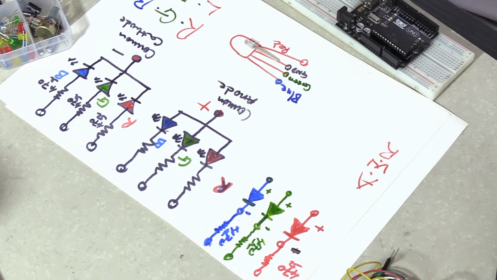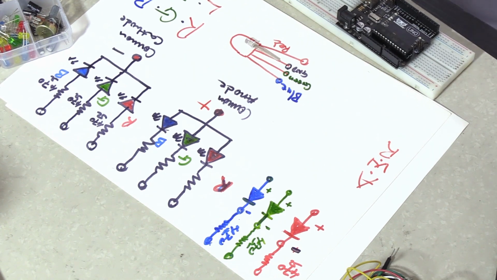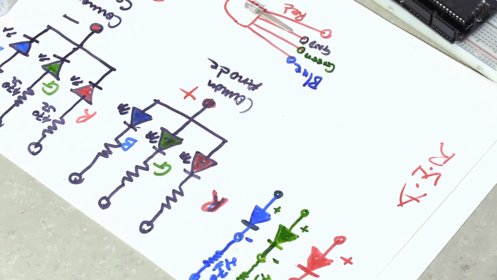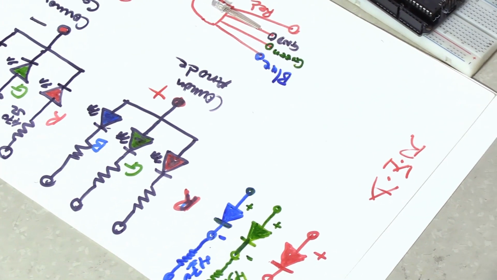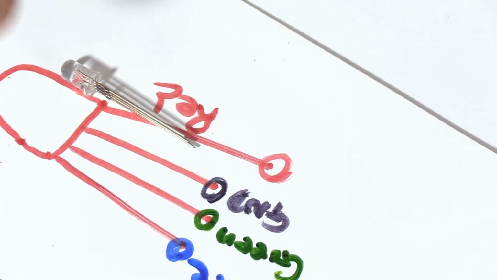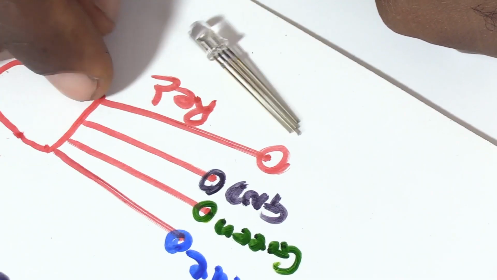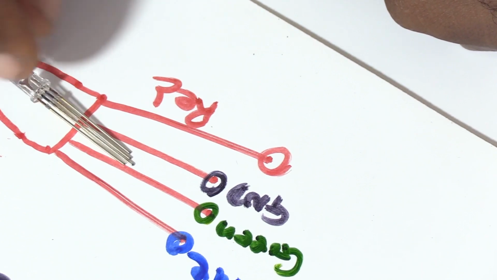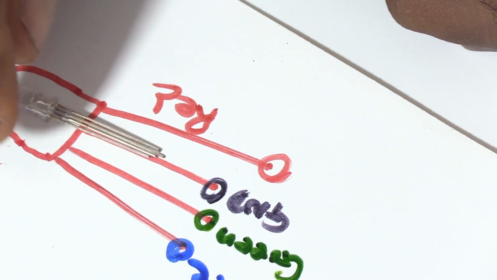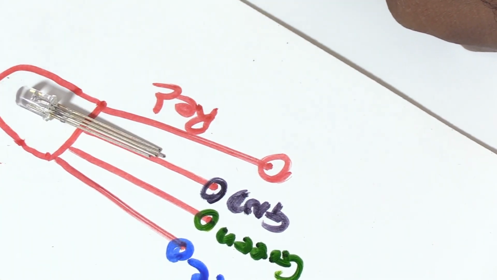You have the longer leg, which is what? The positive or the negative, depending on the type you have. Depending on the type you have, the longer leg is either positive or negative. Then the others are the green, blue, and the red.